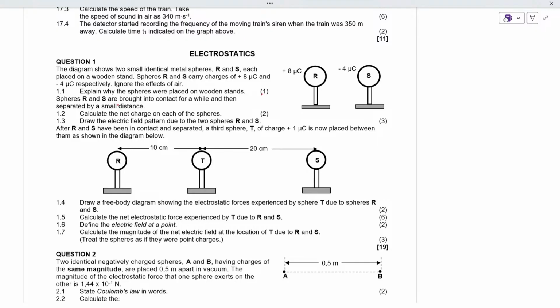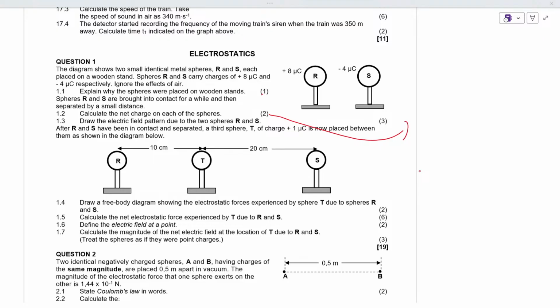1.2: Spheres R and S are brought into contact for a while and then separated by a small distance. Calculate the net charge on each of the spheres. So the charges are in contact and then they are released. What's the formula that we can use to calculate the charges that have been in contact for a while and then released?